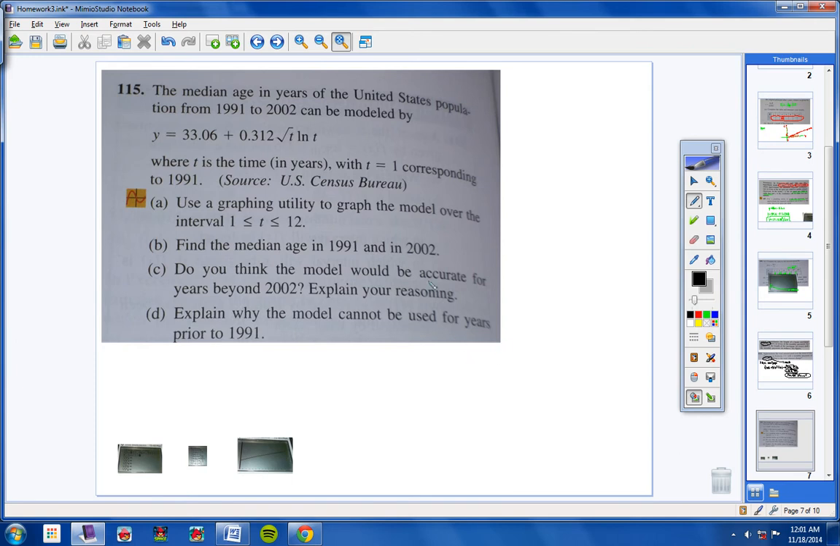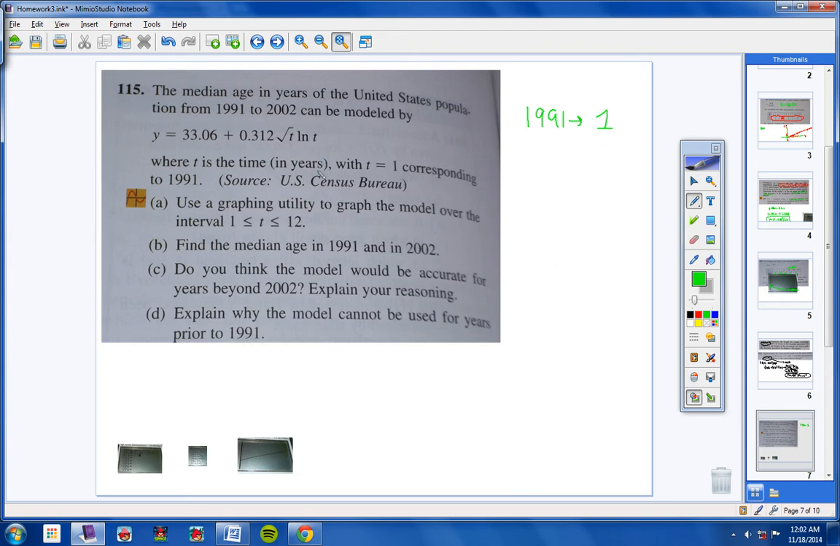First of all, the median age in years of the United States population from 1991 to 2002 can be modeled by this model right here, where t is the time in years. Now notice t equals 1 corresponds with 1991. So we need to write that down. For 1991, you would put 1 into the equation for t. Don't miss that.